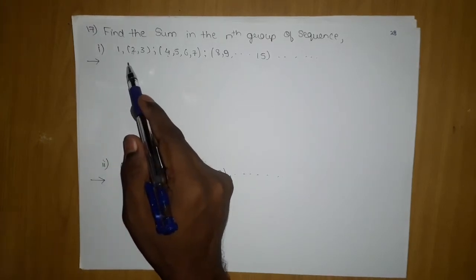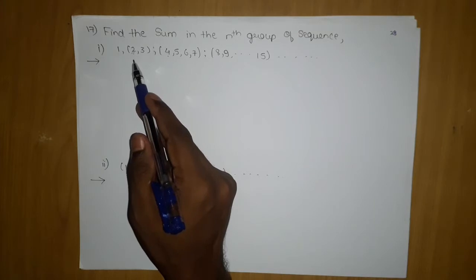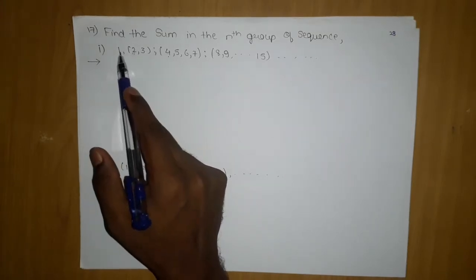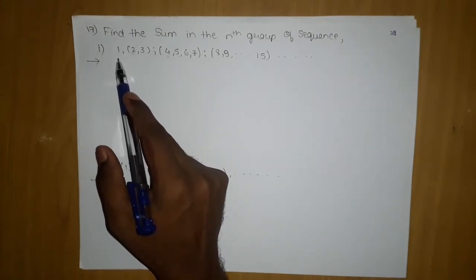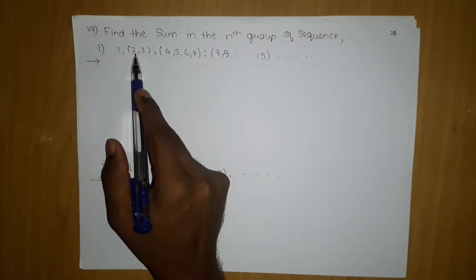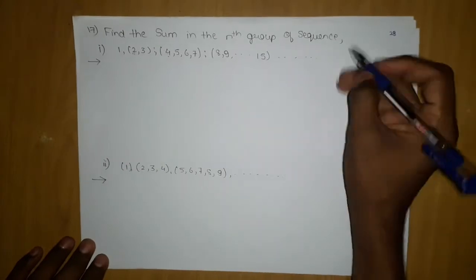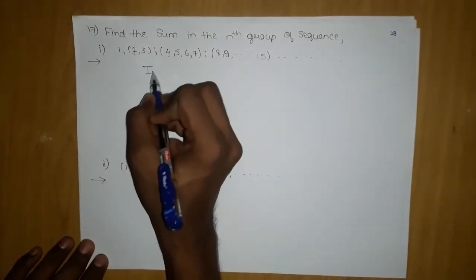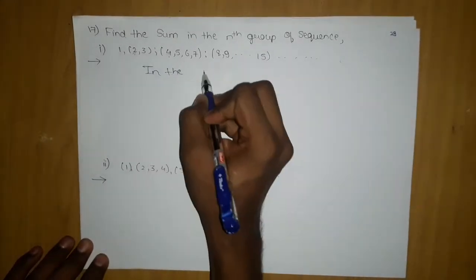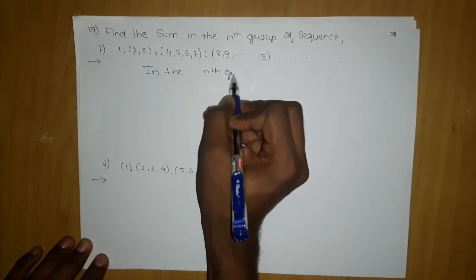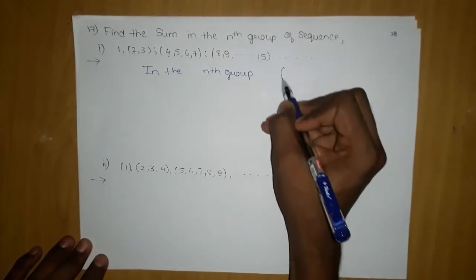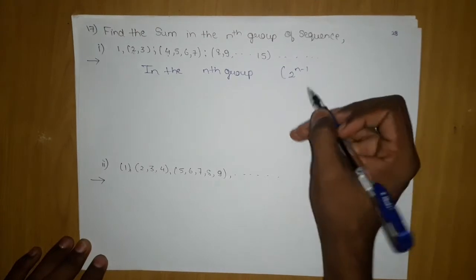So how can we generalize this? For it to be 0, it should be 2 power n minus 1. Then for the second group it will be 2 power 1. So in the nth group, one thing I know is that my starting term is 2 power n minus 1.